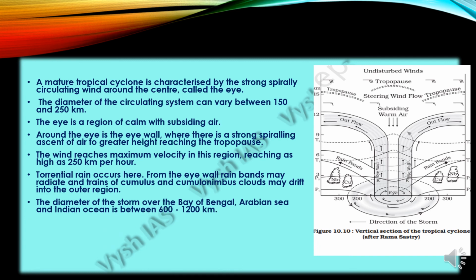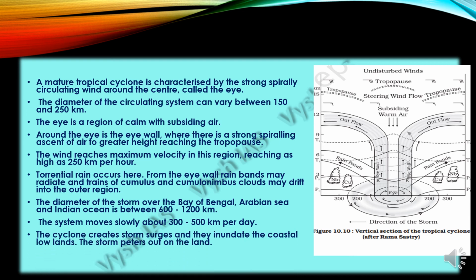The diameter of the storm over the Bay of Bengal and Arabian Sea in the Indian Ocean will be between 600 to 1200 kilometers. The system will move slowly, about 300 to 500 kilometers per day. These cyclones will start creating storm surges and flood the plains and the coastal lowlands, and the storm will peter out on the land. Peter out means it will slow down gradually when it reaches the land.